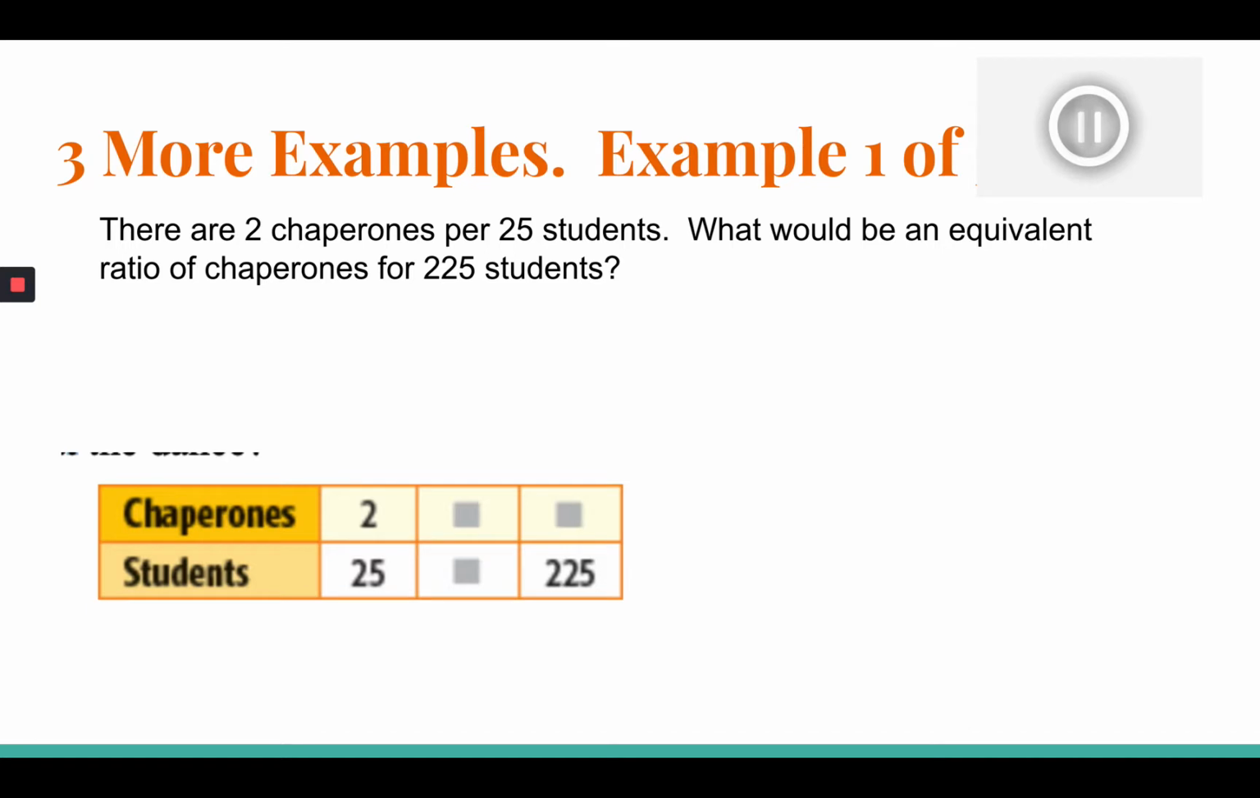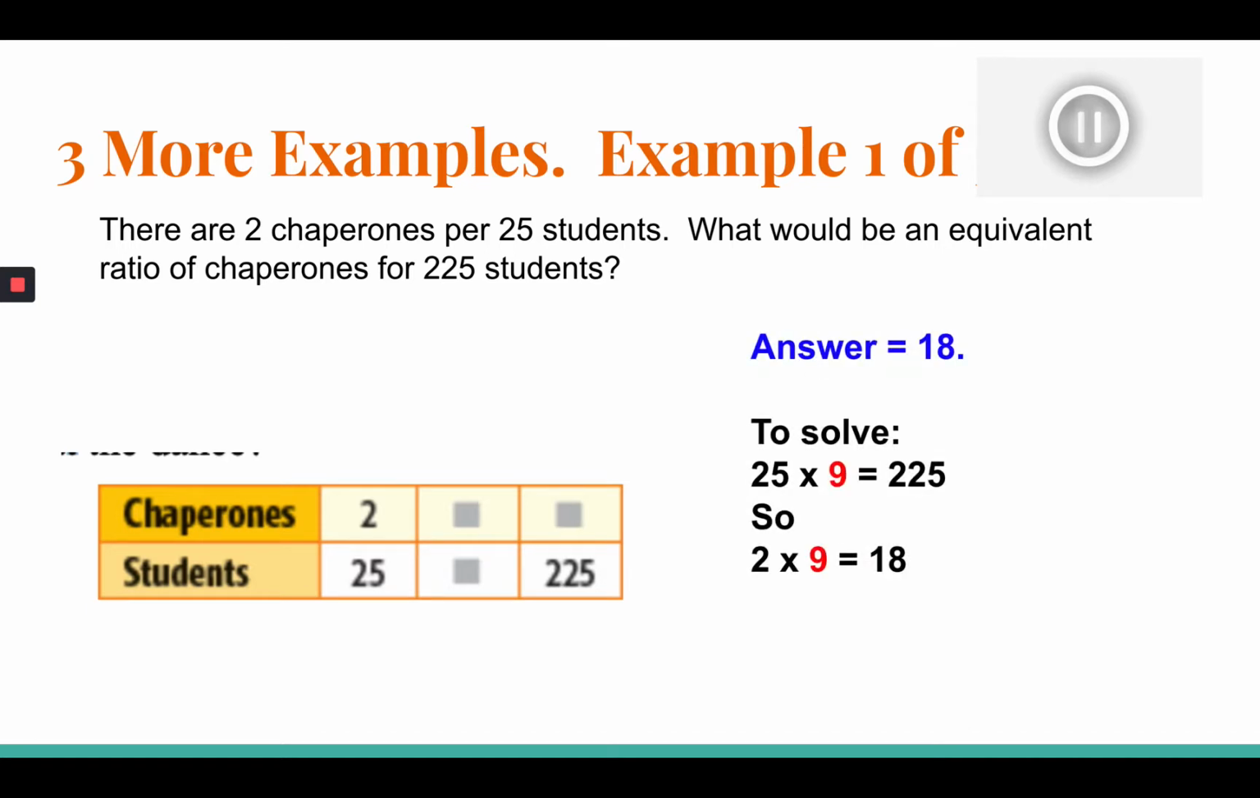Okay, I'm going to go ahead and solve it. The answer would be 18. And the reason I was able to find this is a one-step ratio. 25, I thought, what's the one operation to get to 225? And that's timesing it by 9. So I do the same thing to the chaperones, and 2 times 9 is 18. One-step ratio, filling out a ratio table.